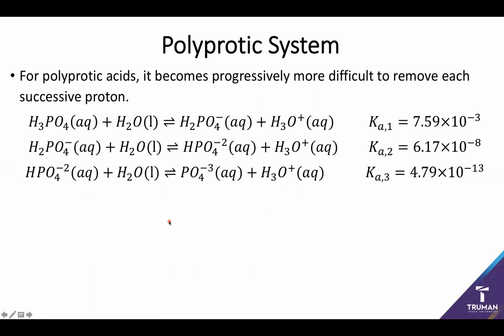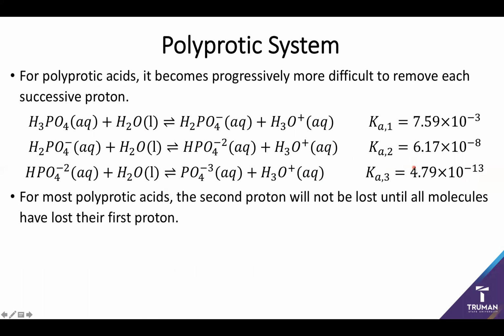One of the things that's worth noting is as we go through each of these Kas, you're going to notice that each Ka is smaller and smaller, which means that each proton is less likely to come off. This is often termed as it being more difficult to remove each successive proton. It's very easy to remove the first, harder to remove the second, and difficult to remove the third. And again, this is really what we're seeing with the Kas.